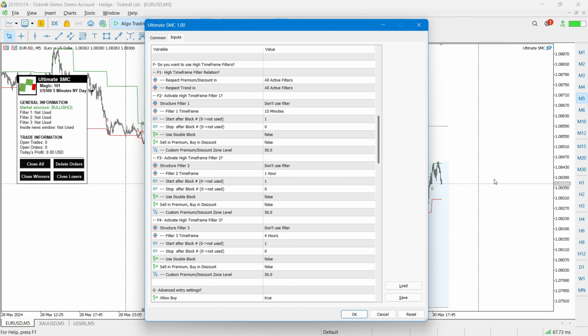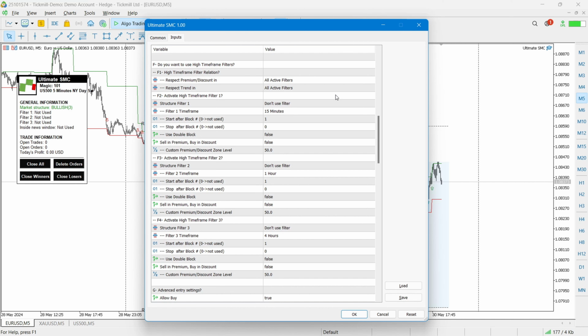I'm gonna explain basically only the settings of the filter 1. The same goes for filter 2 and filter 3. I'm gonna explain also the part that is the relation between those filters. So let us get started.